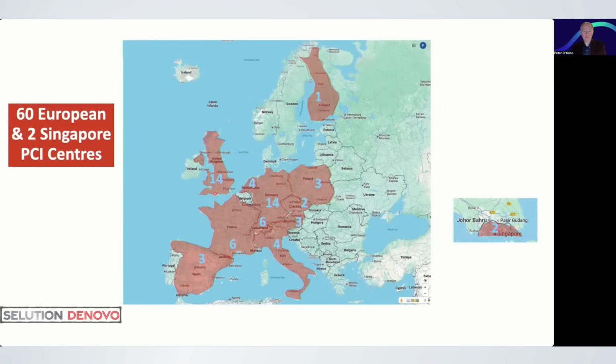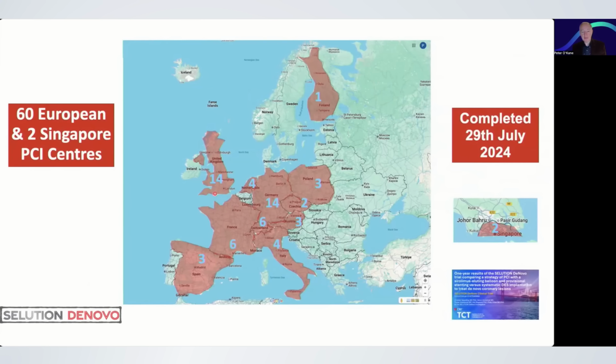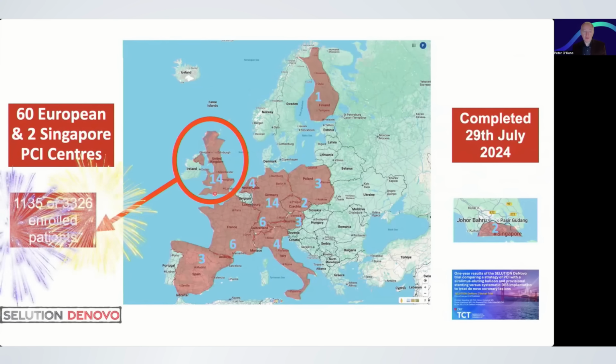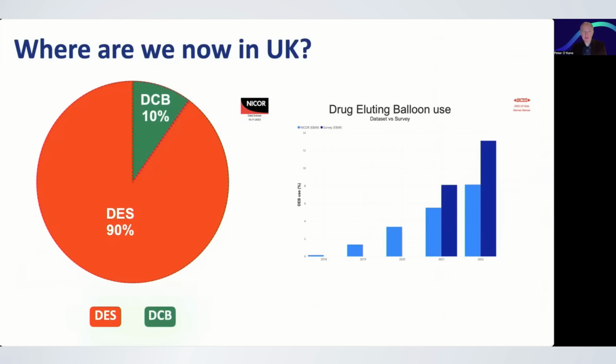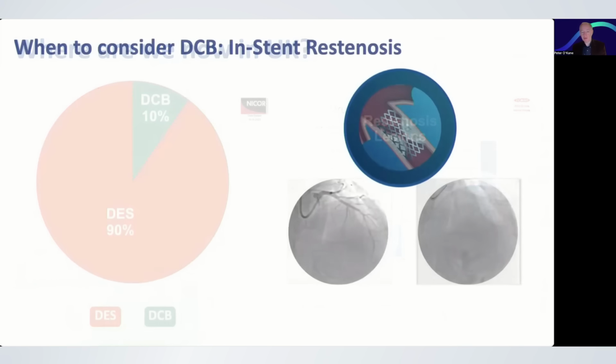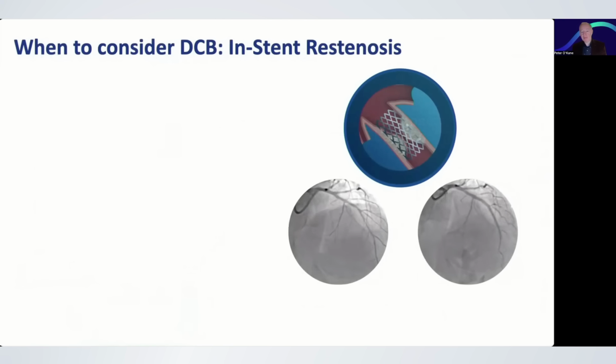drug-coated balloons. And we were very fortunate in the UK because we were able to work as a team and deliver a third of the patients in the SELUTION DeNovo trial. And that means that actually as a group, we have quite a lot of experience now with using this type of technology. It's enabled us to think about this on an everyday basis and perhaps move forward from our current 10% of DCB use in the United Kingdom, perhaps expanding this.